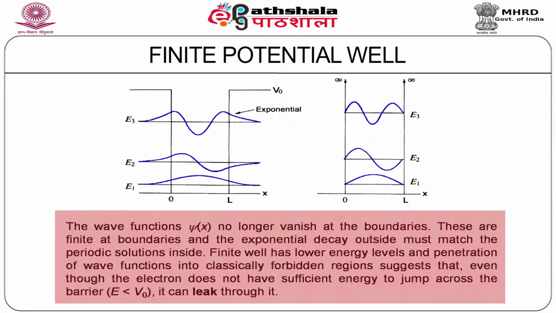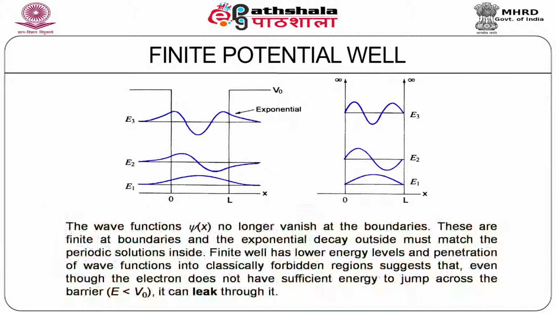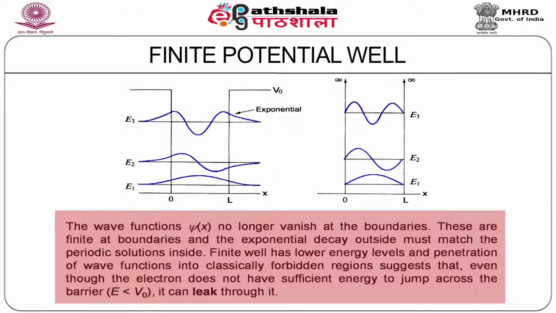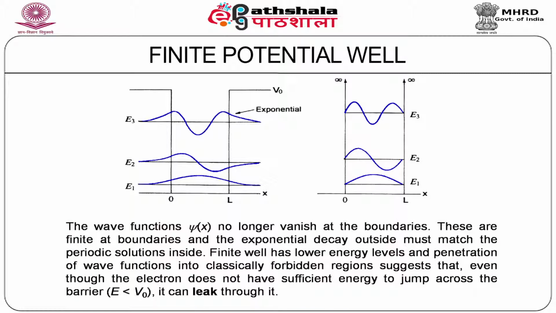These are finite at boundaries, and the exponential decay outside must match the periodic solutions inside. Finite well has lower energy levels, and penetration of wave functions into the classically forbidden region suggests that even though the electron doesn't have sufficient energy to jump across the barrier, because the energy of the electron is less than V0, that's what we are assuming, the electron cannot jump across the barrier, but it can leak through it.